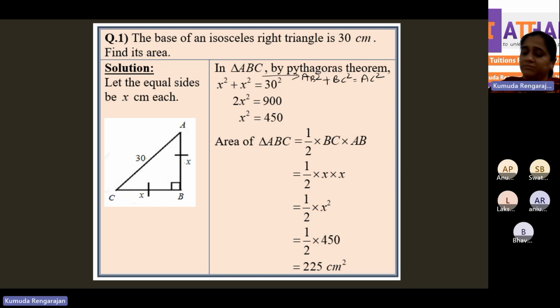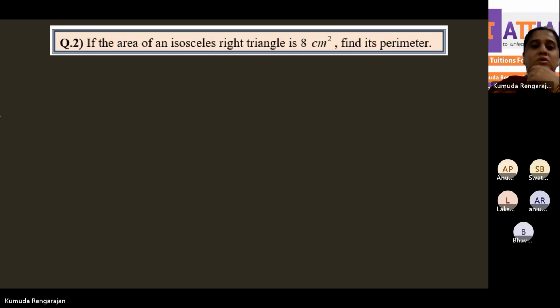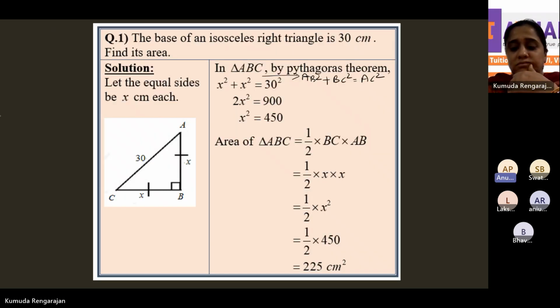Done, all of you? Now 2x square is 900. How is x square 450? 900 by 2, 450. Okay. Online students, finish writing this?